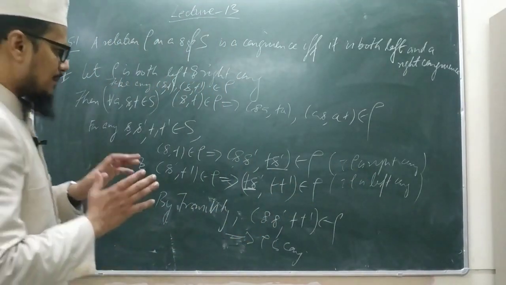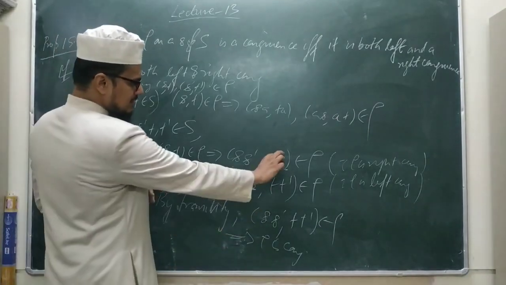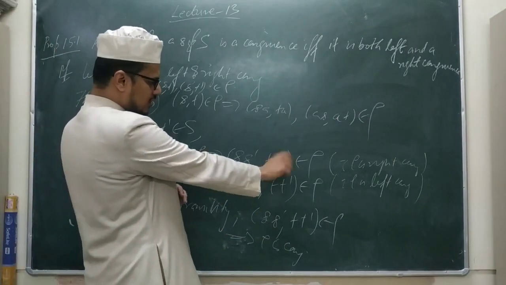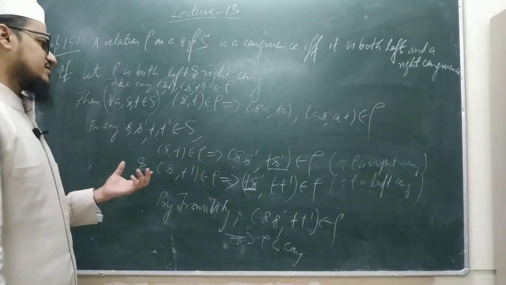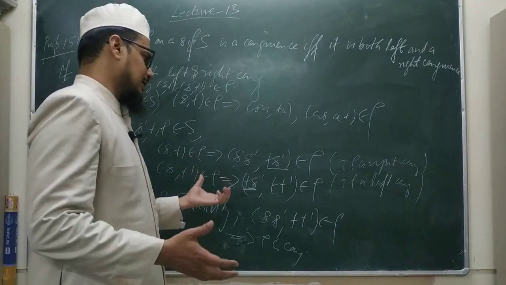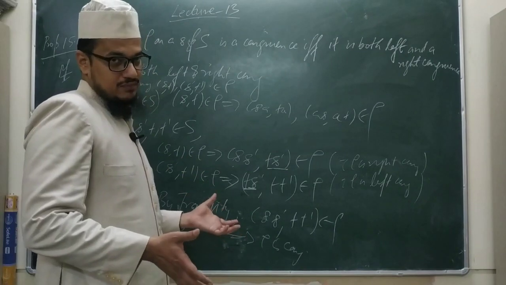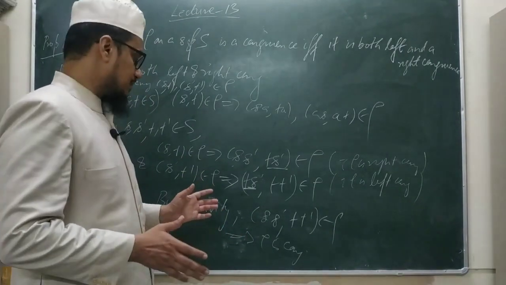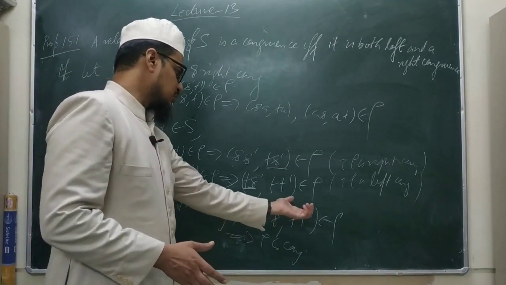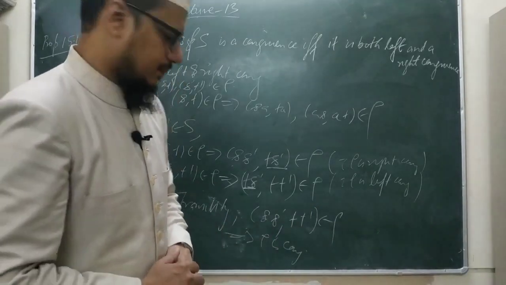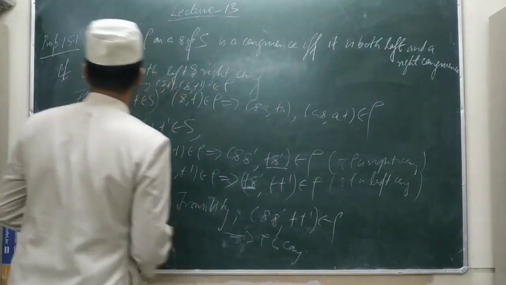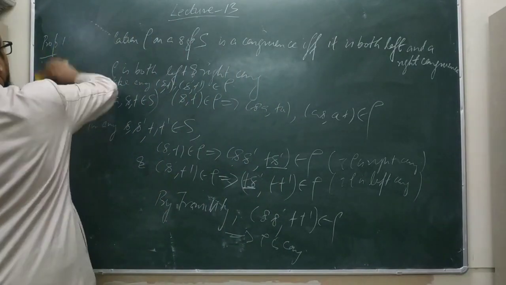So now we apply transitivity. See, this element ts' is common here: ts' in the second slot and ts' in the first slot. So now we apply transitivity. Since rho is an equivalence relation, it is a transitive relation. So we can apply it, and (ss', tt') belongs to rho. So rho is a congruence. In this way, this theorem is proved. Proposition 1.5.1 is over.